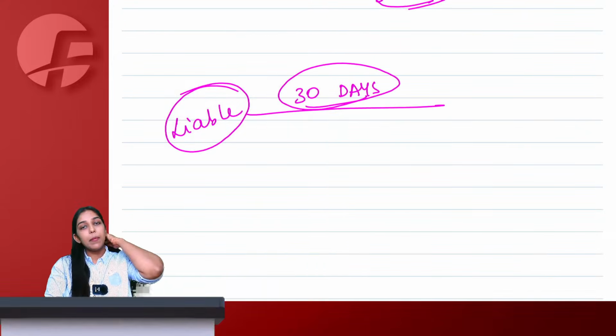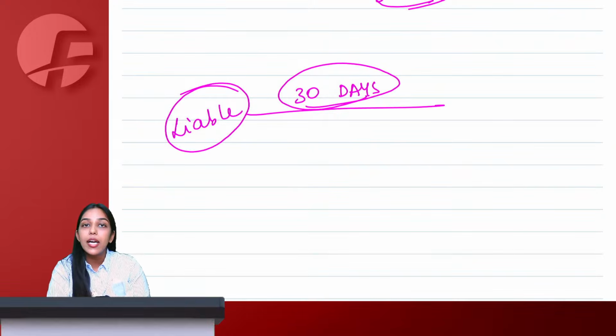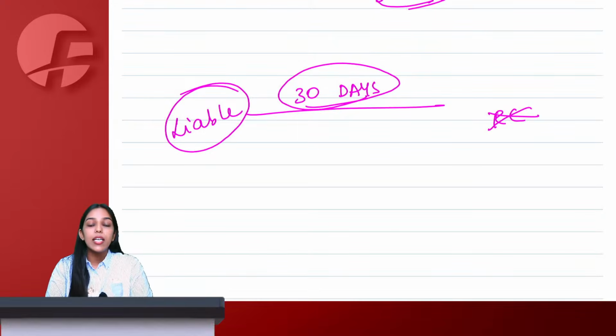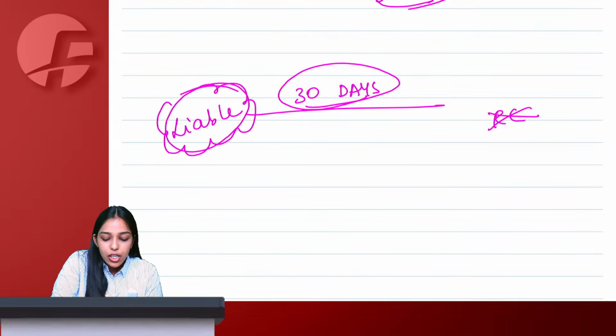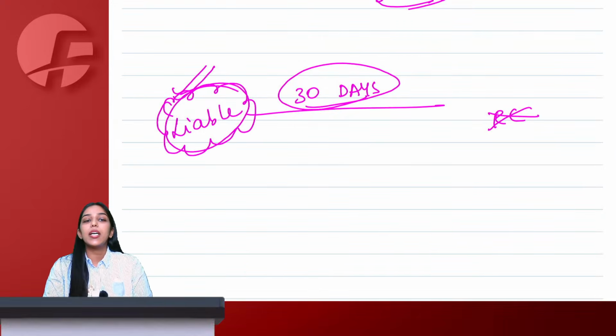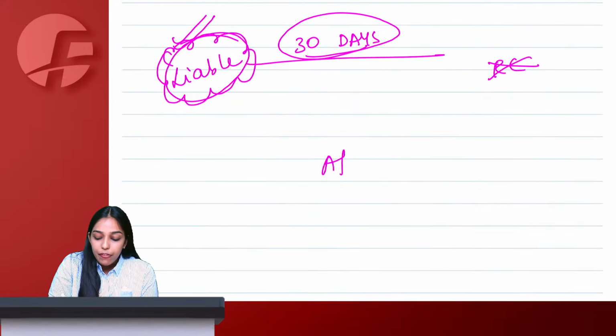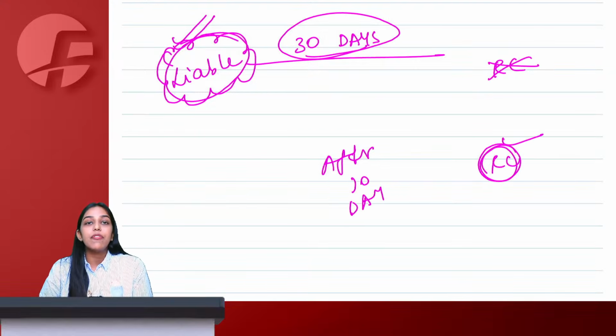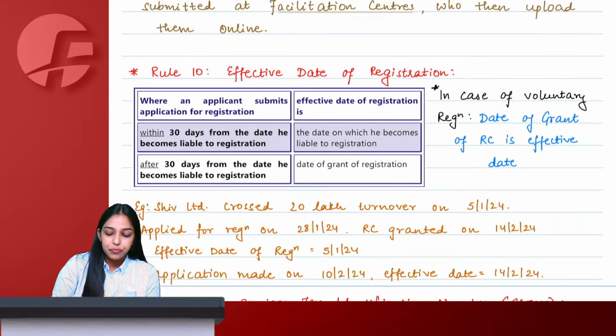Right, ma'am. If I apply for registration within 30 days from here, then whenever I actually get RC is irrelevant; the day on which I actually become liable only becomes my effective date of registration. But if I apply after 30 days from becoming liable, then the day on which I actually get RC becomes the effective date of registration.